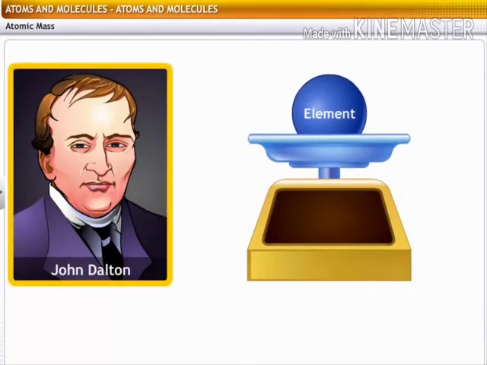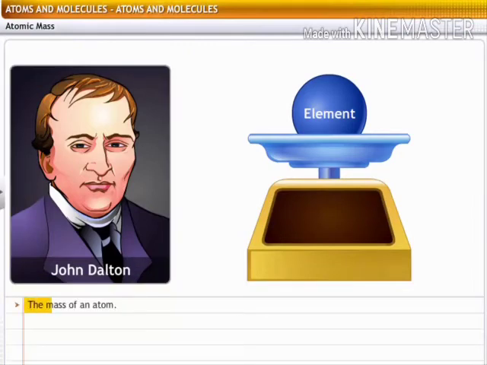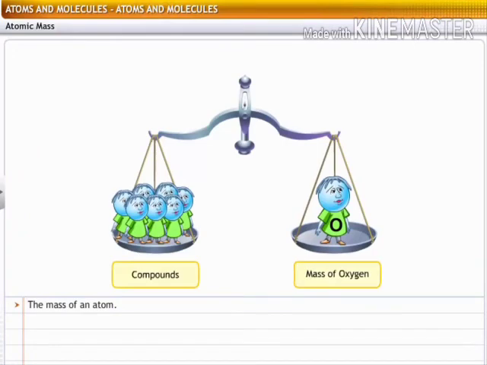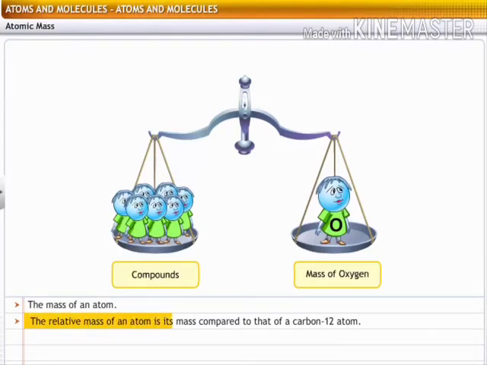According to Dalton, each element has a characteristic atomic mass. Scientists initially took the mass of oxygen as standard mass, since oxygen formed a large number of compounds. In 1961, carbon-12 isotope was chosen as the standard reference for measuring atomic masses. The relative atomic masses of all elements have been found with respect to an atom of carbon-12.